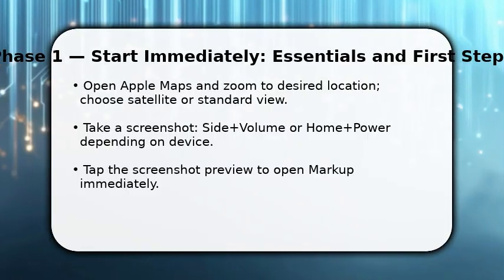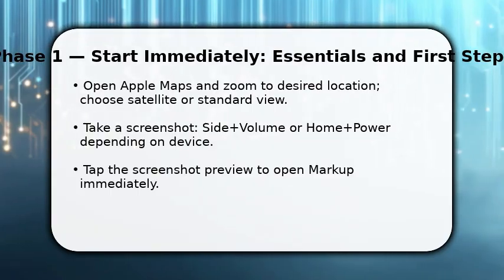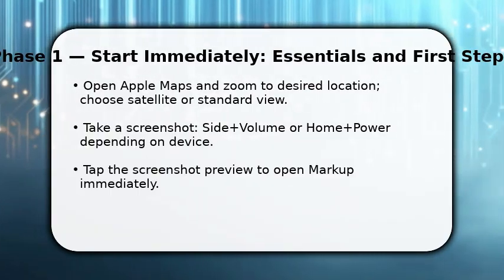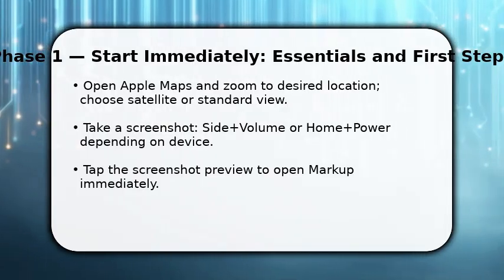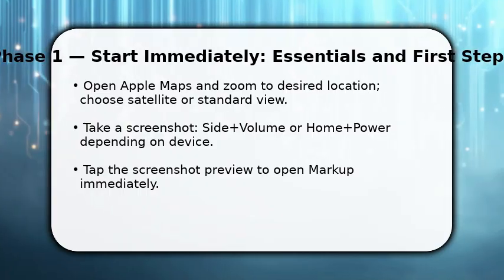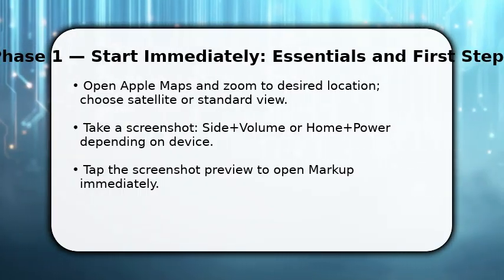You're starting by framing the exact area you need. Zoom in until labels and roads are clear. Once done, capture a screenshot immediately. This preserves the map view. After the shot, tap the live preview in the lower left to launch markup.